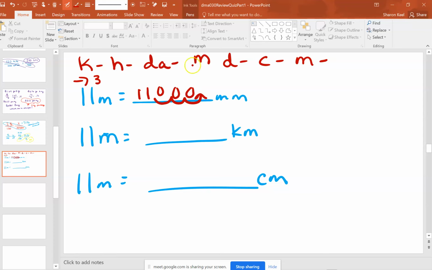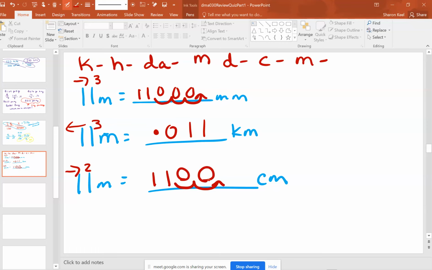From meter to kilometer, we go left 1, 2, 3. We're going to move our decimal left 3 places. So my decimal is here on the 11. I go 1, 2, 3 to the left. So I'm going to add a 0, making 0.011. From meter to centimeter, I'm going to go right 2 places. So my understood decimal is here, I go right 1, 2. So I'm going to add 2 zeros.